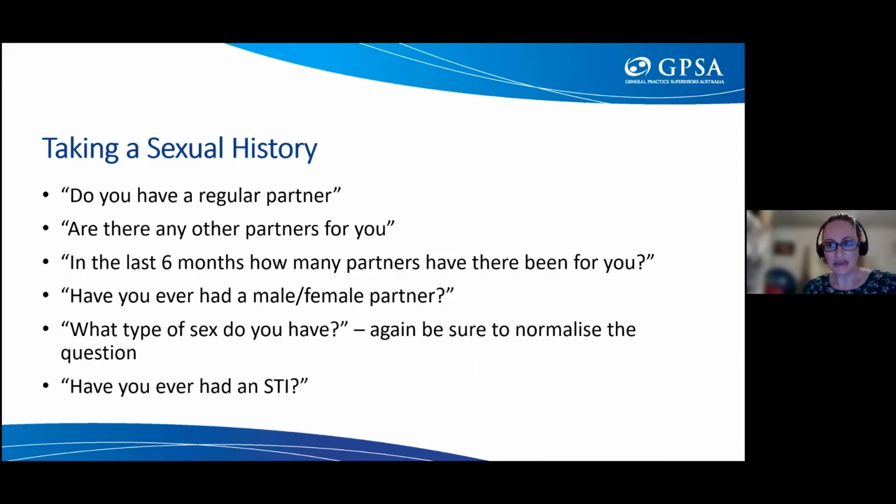So some questions like, do you have a regular partner? If the answer is yes, then are there any other partners for you? Because then it kind of makes it okay for the patient to say yes, because they might be feeling a bit nervous about revealing that they've got several sexual partners, but again, normalizing it.